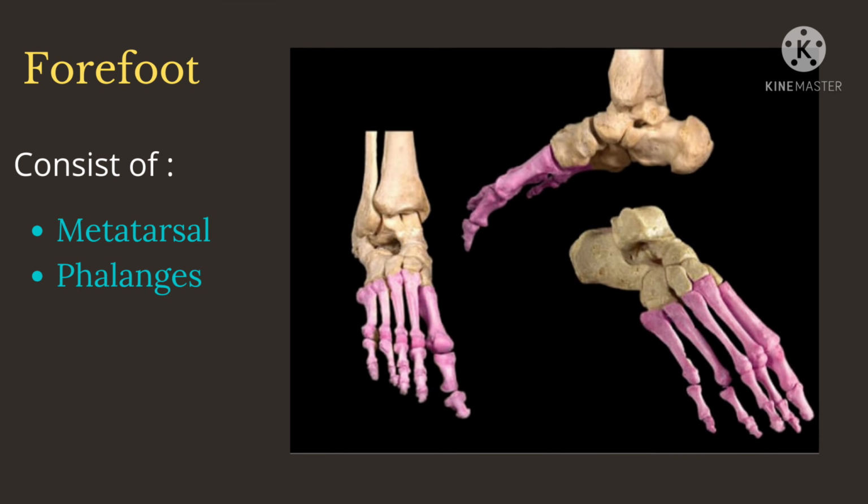And the last one you are going to see is the forefoot. The forefoot consists of only two parts, that are the metatarsals and the phalanges. The metatarsals number 5, and the phalanges total 14. So the forefoot consists of 5 metatarsals and 14 phalanges. So today we covered the foot bones, which included the metatarsals, tarsals and the phalanges.